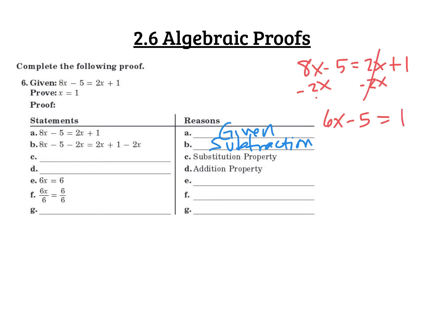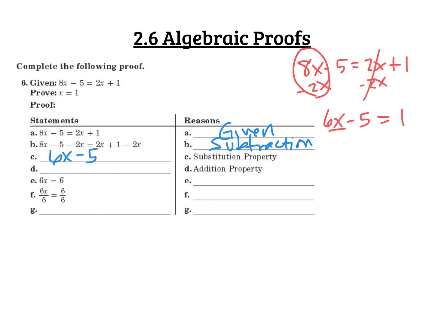Since I replaced this with this, we called that substitution. Hence, the step here being used is substitution property. So I just write down my step here on letter C. This is what I'm left with. After that, I combine like terms. I can just copy that down over here. 6x minus 5.